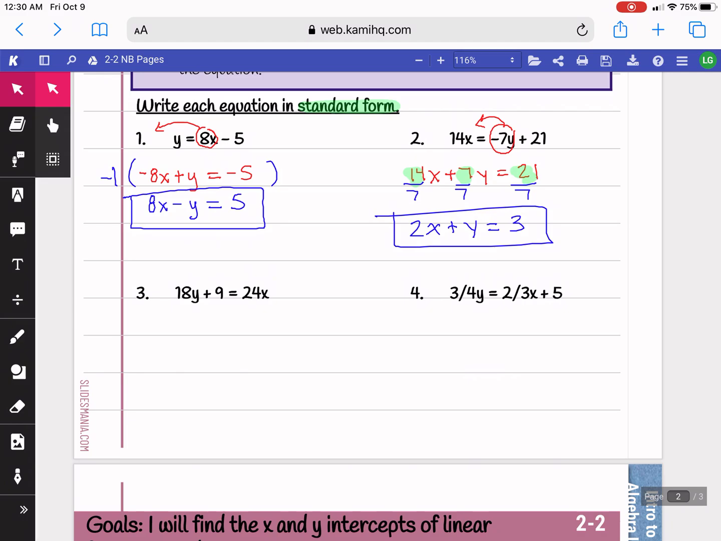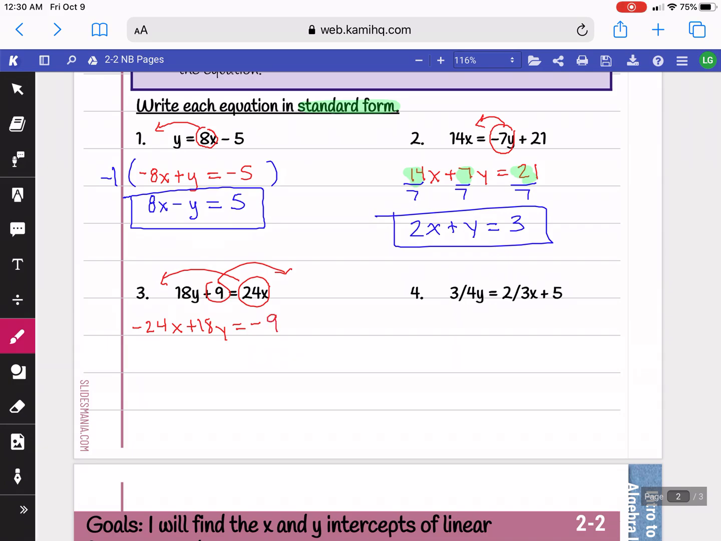Our next example, again, we want to make sure x and y are on the left. So here, x always goes first. So I'm going to make sure to move my x first. If it's 24x on one side, on the next side, it's going to become -24x. Y is already on the correct side, and it's positive, so I'm going to write plus 18y. Now 9 is on the wrong side because you want your constants on the right. So I'm actually going to move the 9 over, and when it moves to the other side, it becomes a -9. So remember, once you move something to another side, it's like you're undoing it, so it changes signs.